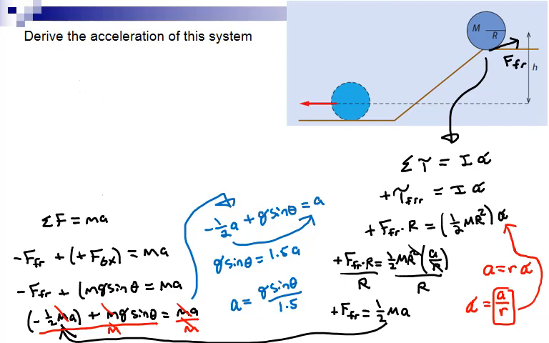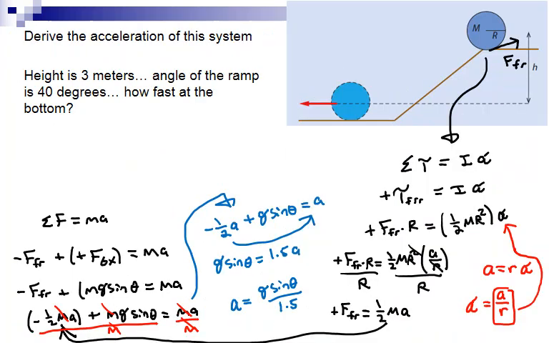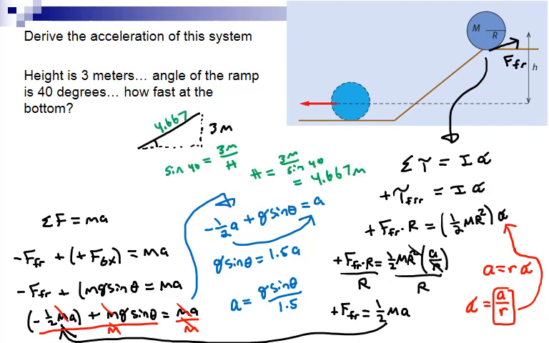So if we want to compare this to where we had before, remember we used energy and we solved for the final velocity at the bottom there, 6.26 meters per second. And so let's see if we get the same thing here. So the height of the ramp is 3 meters. The angle of the ramp is 40 degrees. Therefore, the hypotenuse of the ramp is 4.667 meters. And so we got the height here. We've got the length of the ramp. And so that is going to be S.